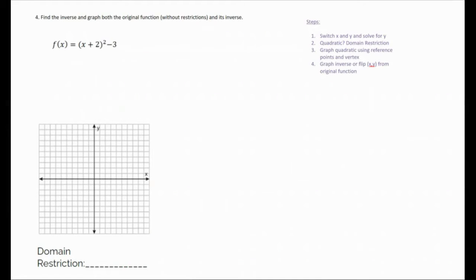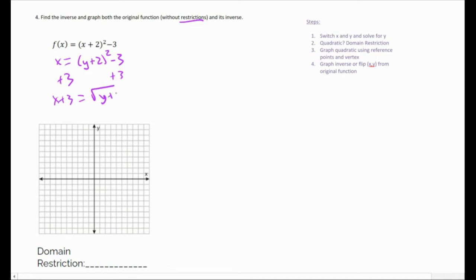We're asked to find the inverse and graph both the original function without restrictions and its inverse. So first thing I want to do here is solve for y after flipping these two to get my inverse. Add 3 to both sides.